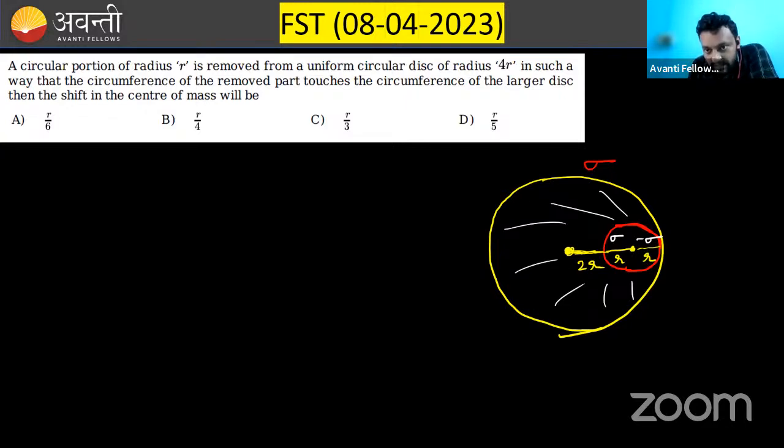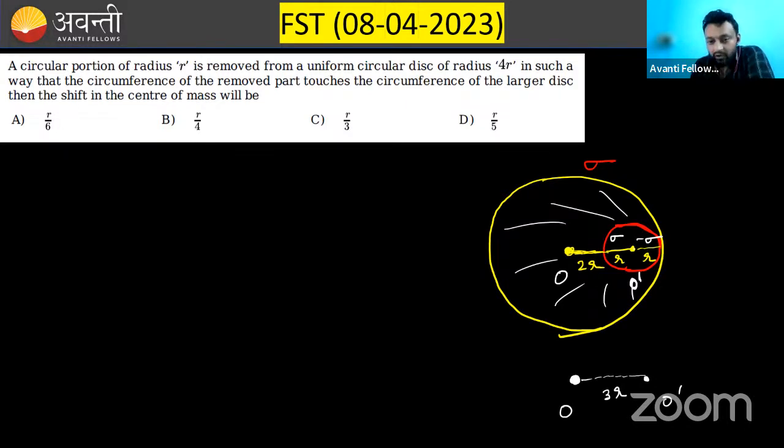This complete disk has its center of mass at the center. Let's suppose this is point O, and the center point of this small hole is O dash. The center of mass of this negative mass is at O dash. This is O. And the separation between these 2 points is 3R. You can see from the diagram, separation between O and O dash is 3R.